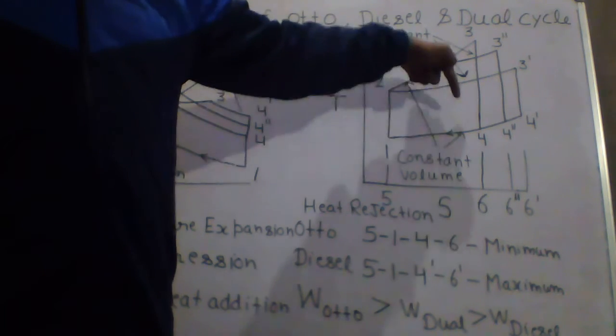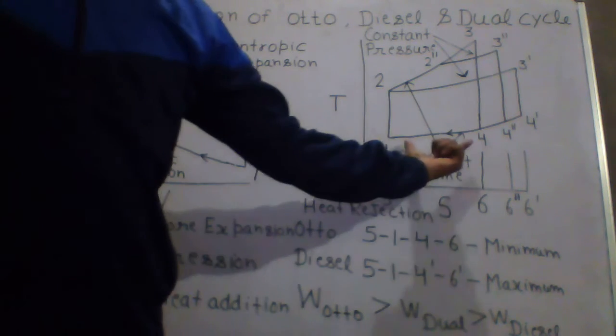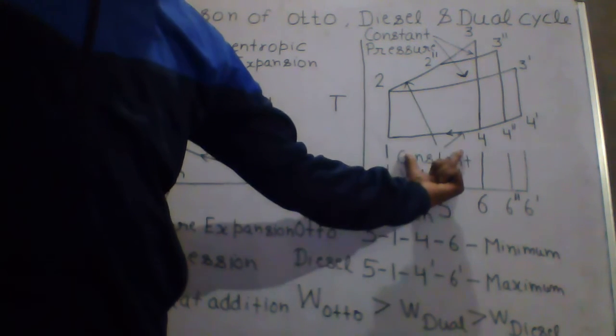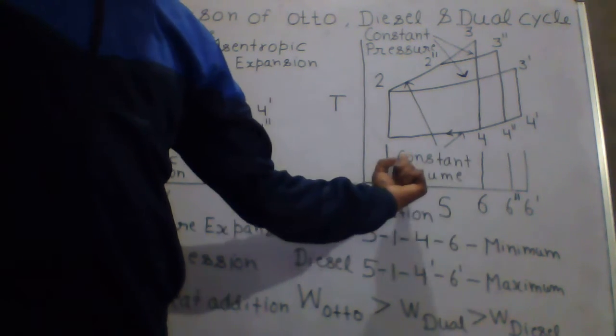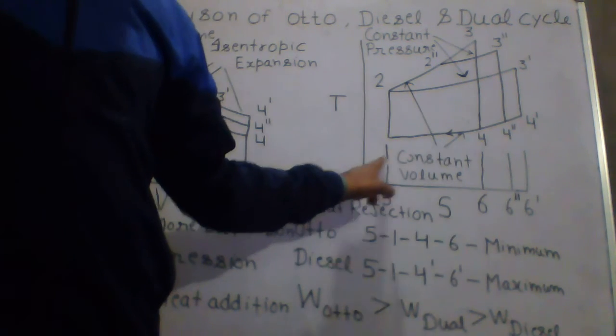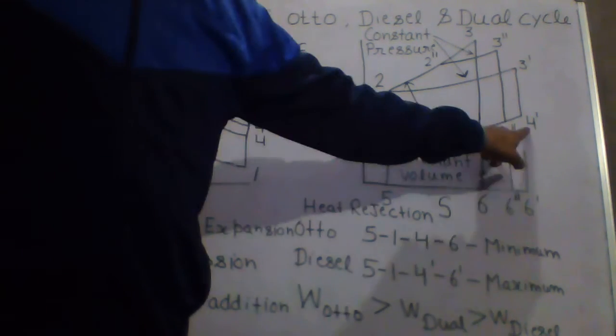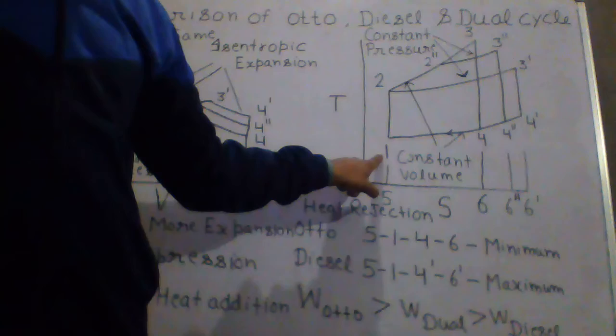Now heat supplied is same. So what will be the criteria? Heat rejection. We will see in which case heat rejection is minimum. You can see this line 4 to 1. This 4 to 1 in Otto cycle is less as compared to 4 dash to 1, and 4 dash to 1 is the maximum heat rejection.